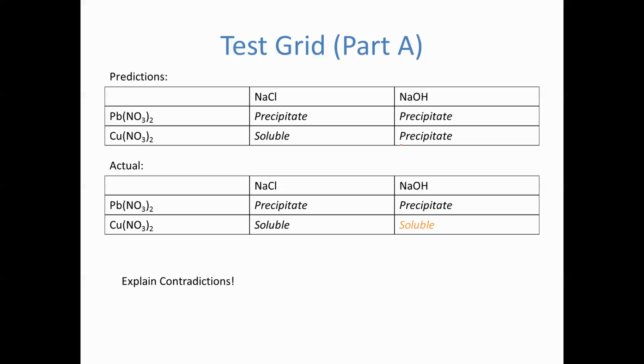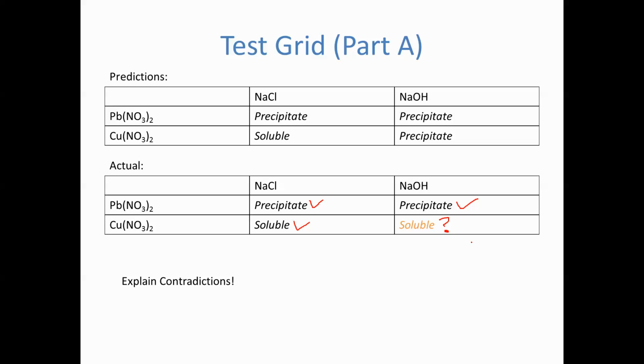Now be aware that our predictions may not match exactly our actual data. The solubility rules are guidelines, and sometimes they don't work perfectly, and we'll talk more about that in a few moments. But right here we have our actual data. So the lead and the chloride do form a precipitate as predicted. So check, that looks good. If we combine the lead with the hydroxide, again we form a precipitate. So check, that looks good. This one again matches our predictions, but here we have a contradiction.